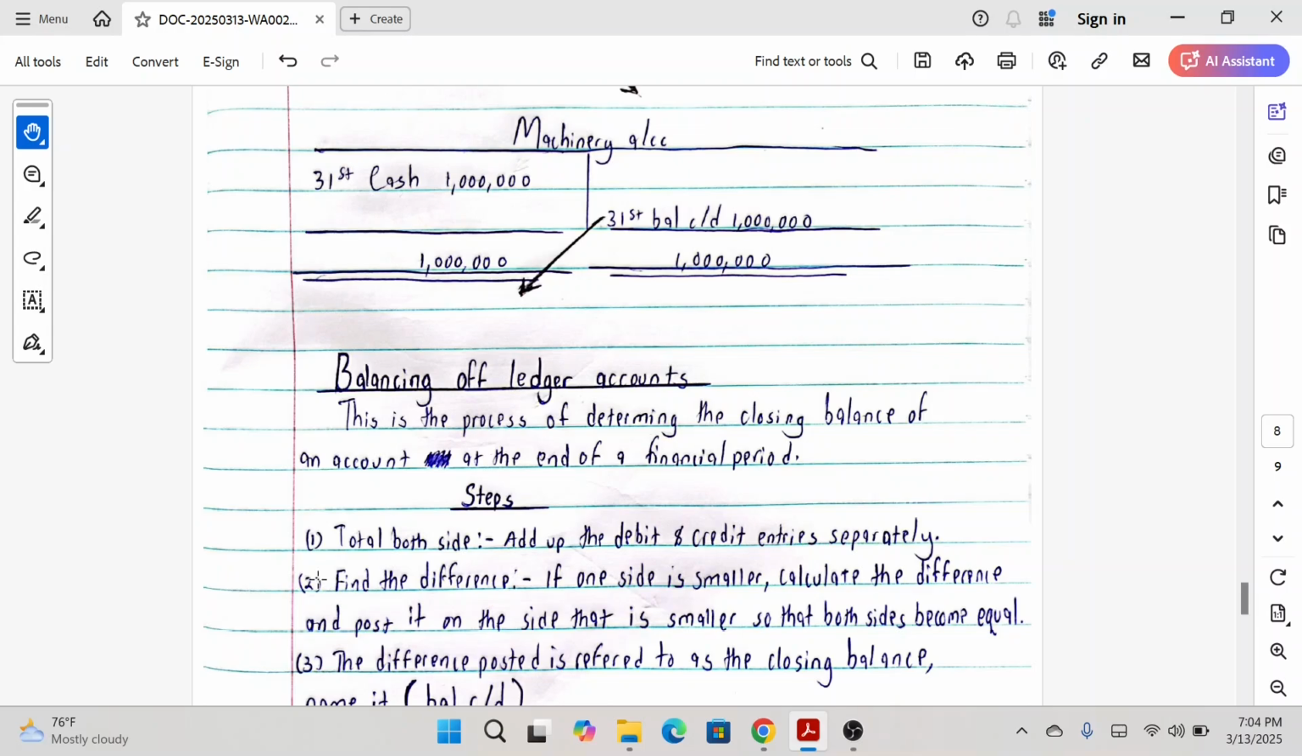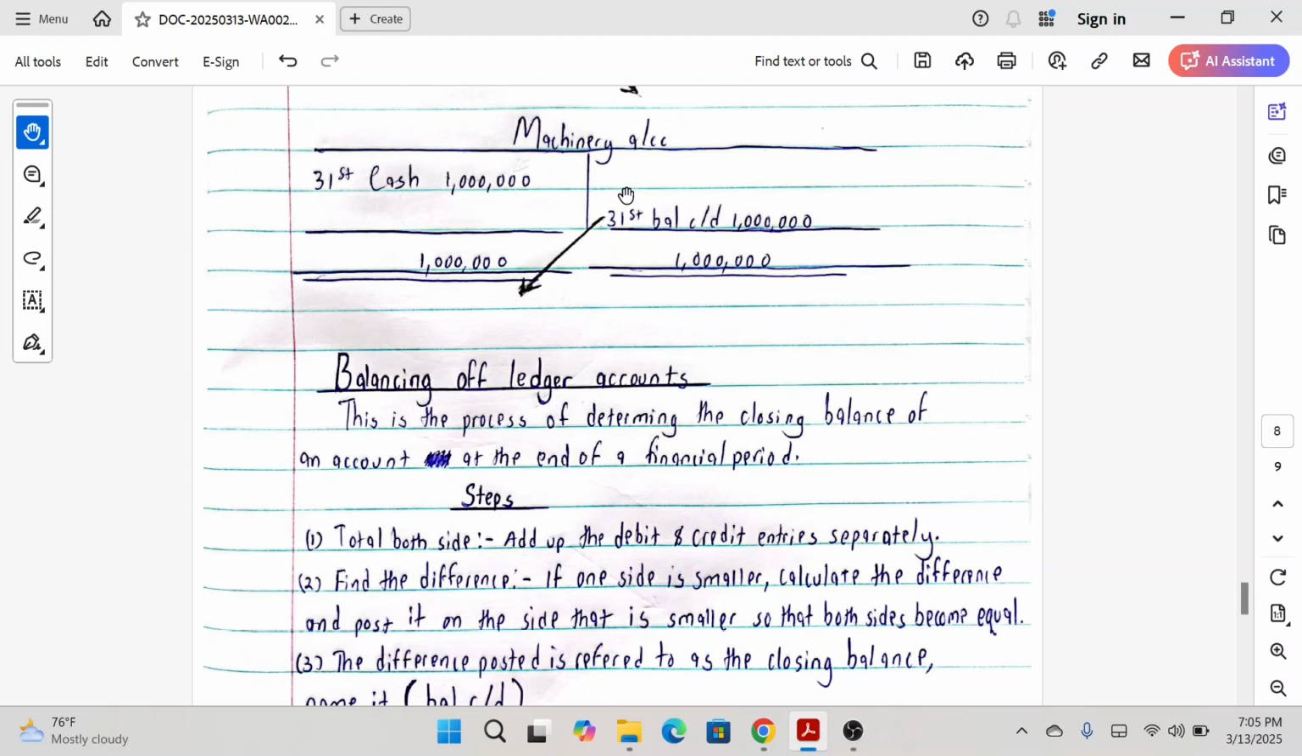Then the second step, find the difference. So what is the difference between the 1 million and the 0 on this side? Because this side will be having a 0. So if one side is smaller, so this side is smaller, it's having a 0. You can first ignore this balance carried down. Calculate the difference and post it on the side that is smaller, so that both sides are equal.